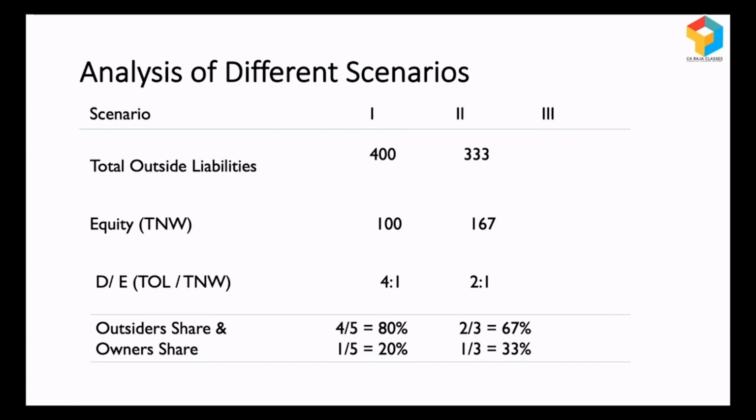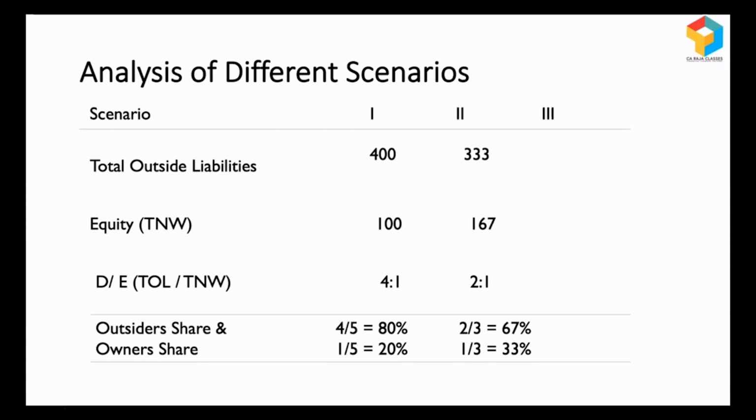contributed by the owners. And for me, this scenario is much better than the first scenario, because here the outsiders' share has come down. It means the fixed cost for the business will come down. The financial risk is coming down. And owners are contributing more. In scenario 1, owners contributed only 20%, but here owners are contributing 33%. When will owners contribute more? Only when they have more confidence in their business.